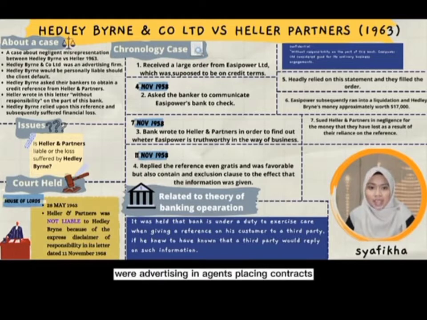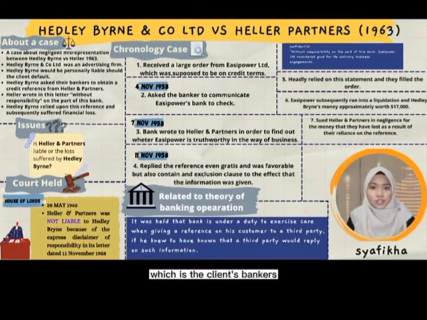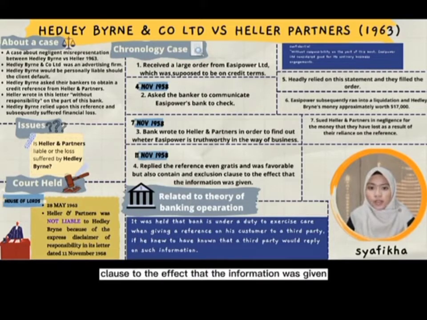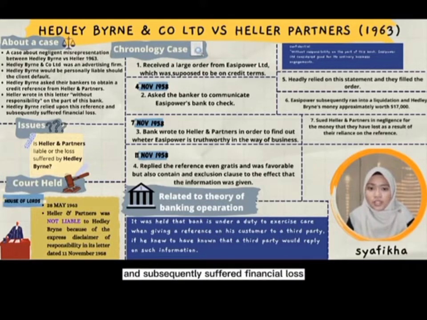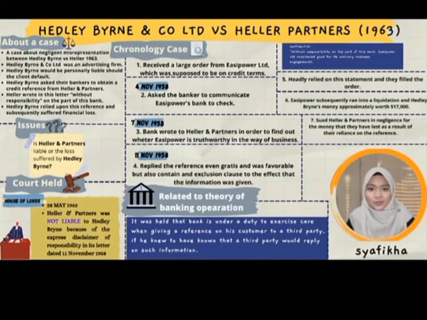Hedley Byrne were advertising agents placing contracts on behalf of a client on credit terms. Hedley Byrne will be personally liable should the client default. To protect themselves, Hedley Byrne asked their bankers to obtain a credit reference from Heller and Partners, which is the client's bankers. The reference, given both orally and then in writing, was given gratis and was favourable, but also contained an exclusion clause to the effect that the information was given without responsibility on the part of the bank or its officials. Hedley Byrne relied upon this reference and subsequently suffered financial loss when the client went into liquidation.